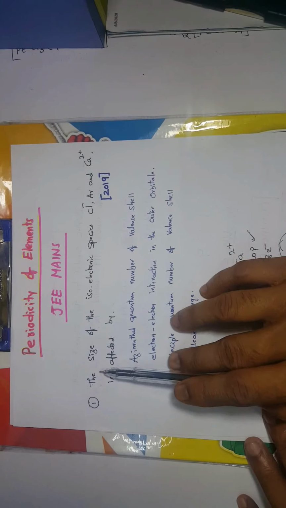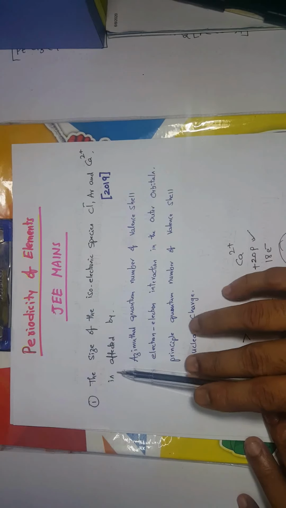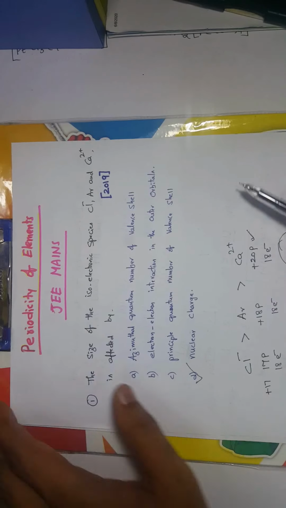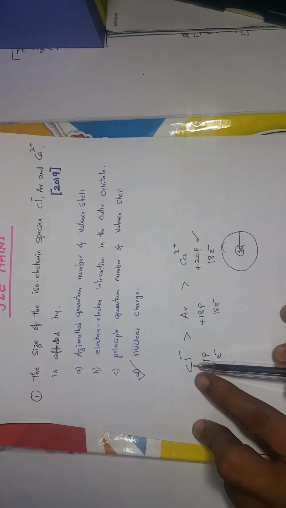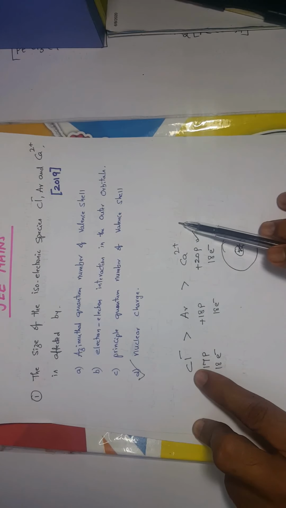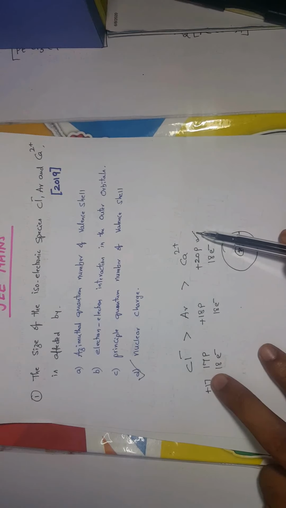Among them, the first one: the size of isoelectronic species Cl minus, argon and calcium 2 plus is affected by... See there, in the case of isoelectronic species, what are the species they have given? Cl minus, argon and calcium 2 plus. See the number of protons that are present in each and every species.